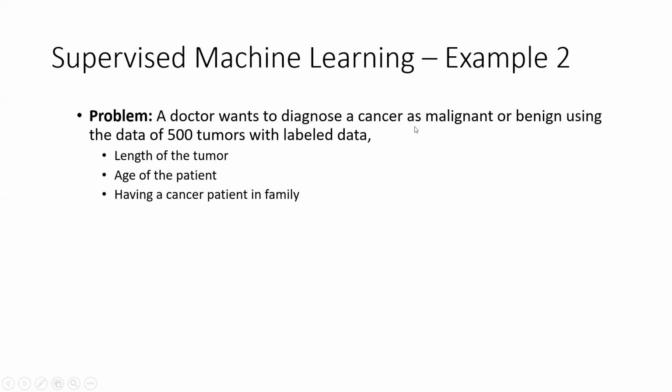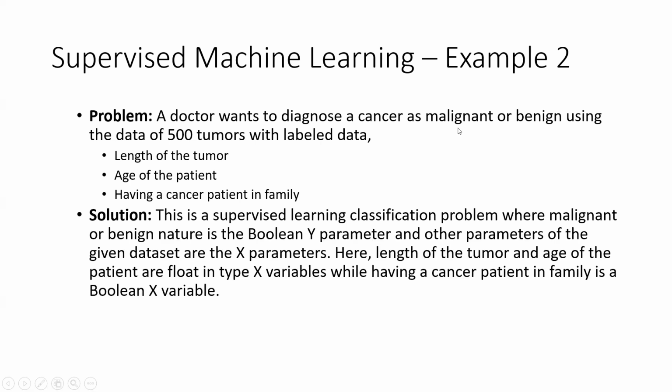And because he's trying to build a model to decide whether it's malignant or benign, that means there are two classes, discrete classes, either malignant or benign. There are two classes or categories, right? So it is a classification problem with two classes. So this is a supervised classification learning problem, right?